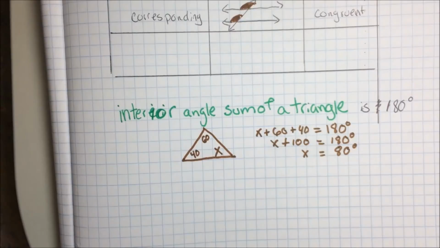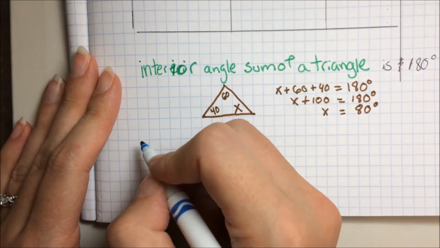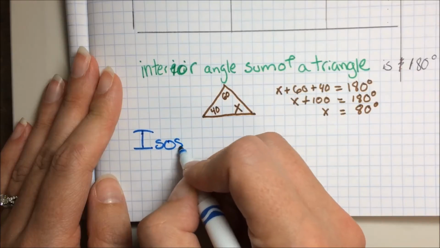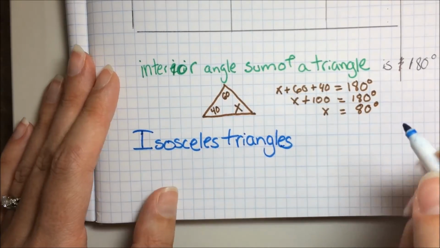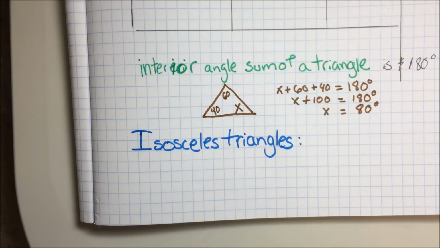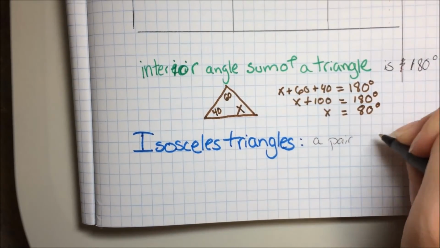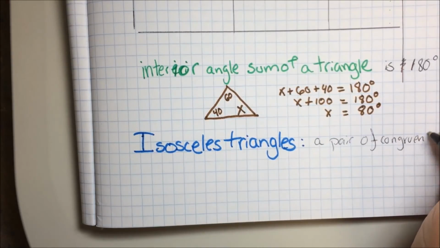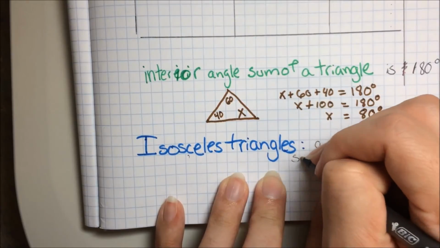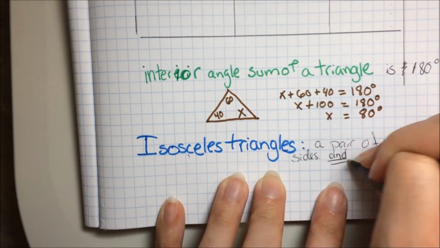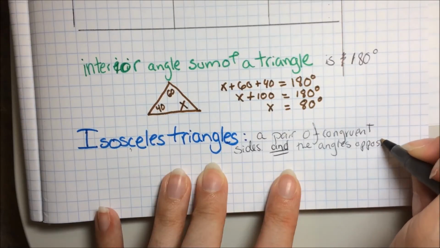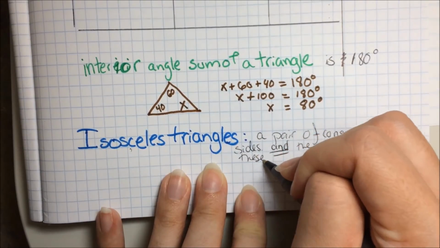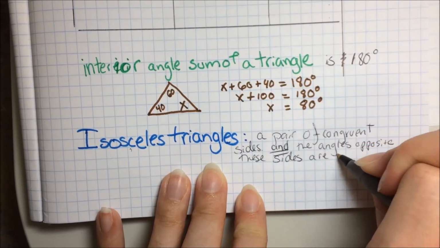The other thing we have to know about are isosceles triangles. And we'll talk a lot about different types of triangles here over the weekend. But for tonight, we need to know about isosceles triangles. Isosceles triangles have a pair of congruent sides and, this is the cool thing about them, the angles opposite these sides are also congruent.